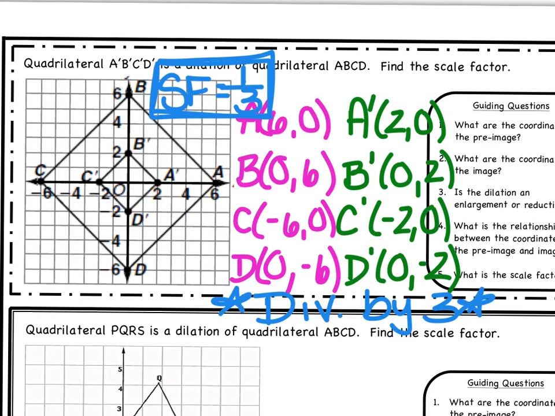If I was dividing by 2, my scale factor would be 1/2. If I was dividing by 4, it would be 1/4. So multiplying creates a whole number, dividing creates a fraction.